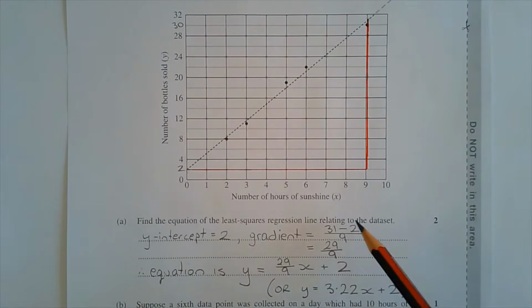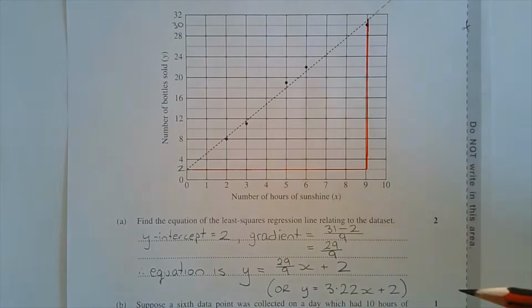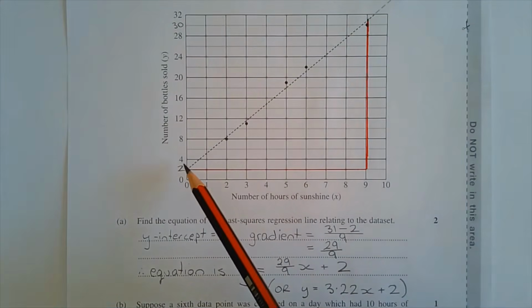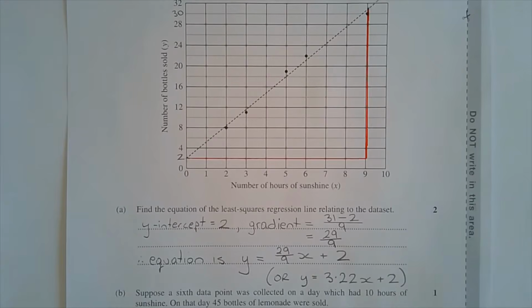Now the gradient is equal to rise over run, which is the difference in the y-coordinates over the difference in the x-coordinates. So the rise is 31 minus 2, that goes in the numerator. The run is 9 minus 0, which is 9, so that goes in the denominator. So the gradient is equal to 29 over 9. Therefore, the equation of the least squares regression line is y equals 29 over 9 x plus 2, or y equals 3.22x plus 2, quoting the gradient correct to 2 decimal places.